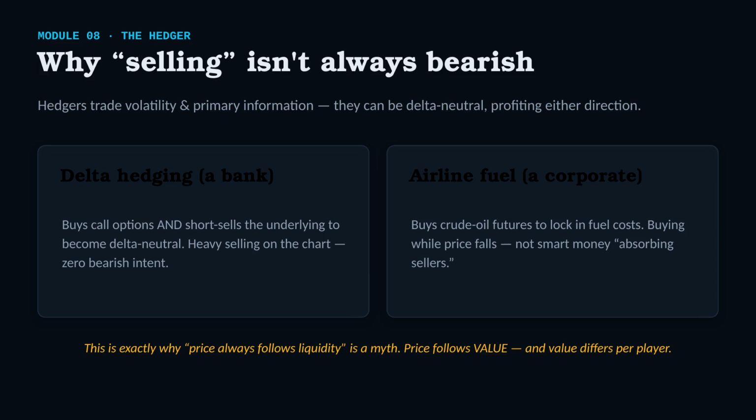So if you see a lot of selling taking place on a price chart, it is not necessarily because smart money is absorbing buyers or deceptively inducing sellers. It might simply be a hedger using the underlying instrument to become delta neutral.